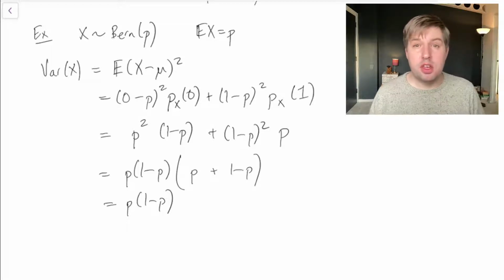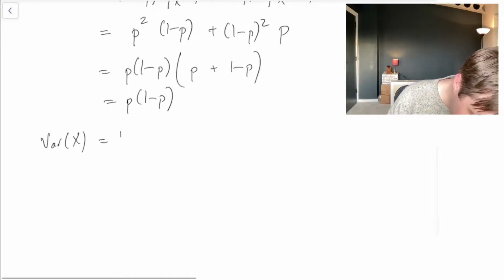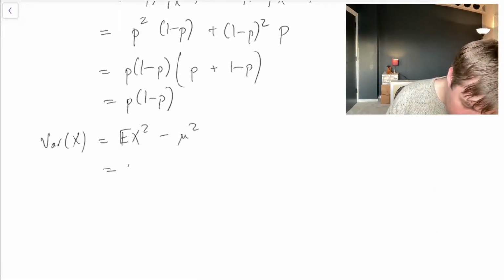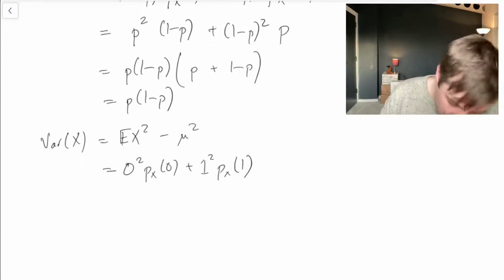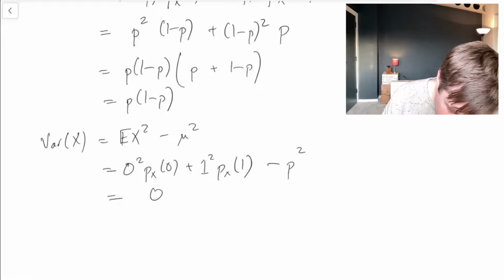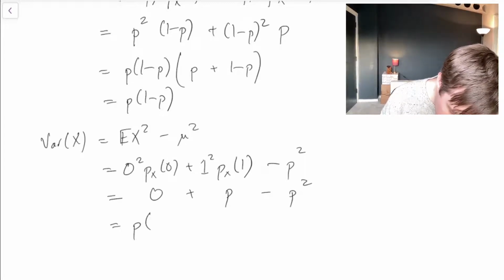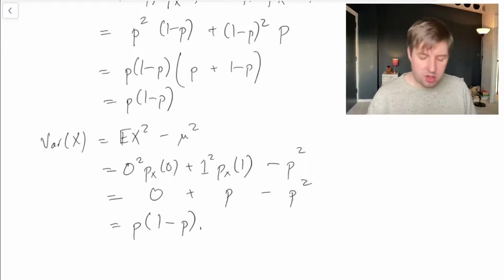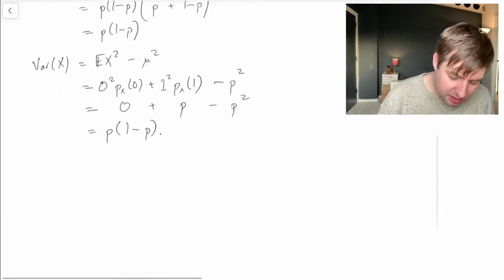We could also have done this using the computational formula. Let's just do that to show that we can. Under that one, the variance of X is the expected value of X squared minus mu squared. So here, the expected value of X squared is 0 squared p_X(0) plus 1 squared p_X(1), again by the law of the unconscious statistician, and mu is P. So 0 squared times anything is 0, and 1 squared times anything is that thing itself, which is the probability of success, which is P. So we get P minus P squared, or if we take a P out of the brackets, it's P(1 minus P) again. Maybe the second method was slightly shorter than the first method, but not a great deal in it.